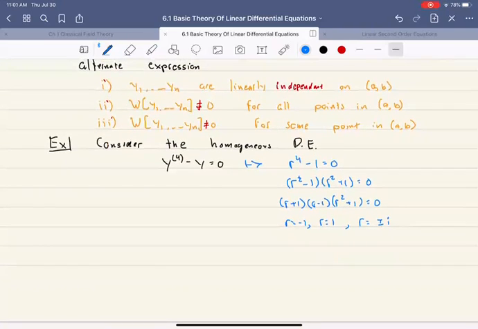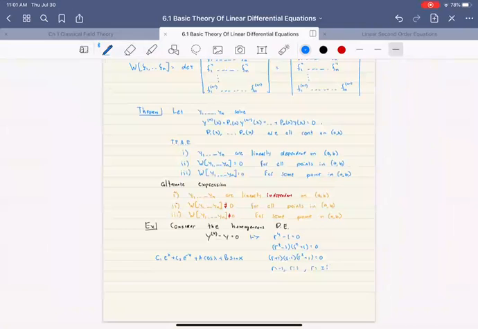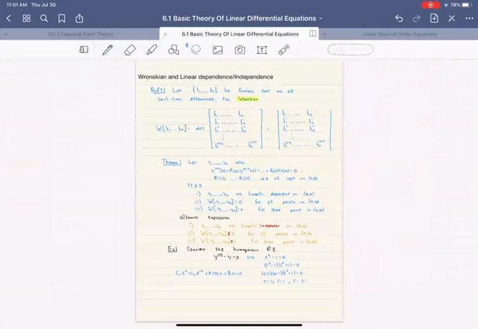Okay, so our general solution is going to be C1 e to the x plus C2 e to the negative x plus these i's. That means we're going to have cosine and sine, right? Let's use A and B. Okay, let me make this a little smaller so that I can fit it on the page.